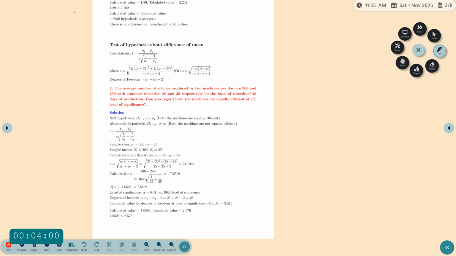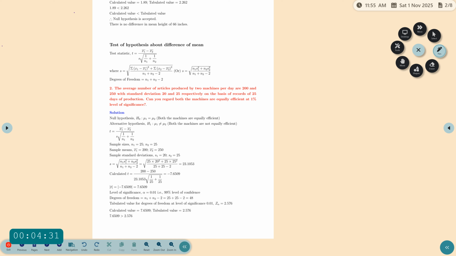So here, as far as this problem, let us read it out. The average number of particles produced by two machines per day are 200 and 250 with standard deviation 20 and 25 respectively, on the basis of a record of 25 days of production. So they want to calculate the machines' efficiency. How can you regard both the machines as equally efficient at 1% level of significance? It is the requirement to check the efficiency of your machine.